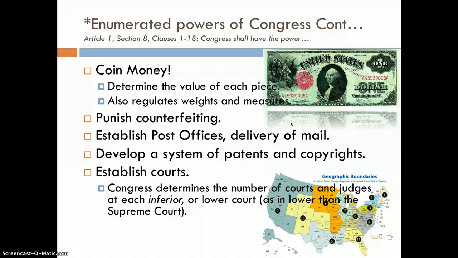And they can establish courts. So the Congress determines the number of courts and judges at lower courts, as in lower than the Supreme Court. So here are the district courts mapped. I think we might have seen this the other day. Here's the Ninth Circuit, which is known for its kind of wacky court decisions.